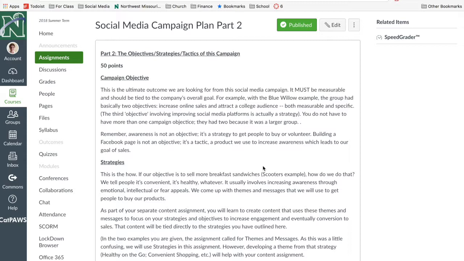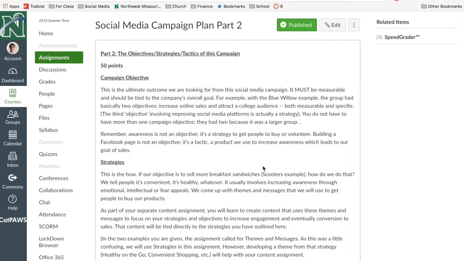Okay, so the campaign objective is the ultimate outcome that we are looking for from this campaign. For example, increasing sales, getting more volunteers, increasing online sales, attracting a different audience, so increasing sales for a different audience, whatever the case may be. It needs to be measurable, and it needs to be tied to the company's overall goal. Okay, and the goal is obviously always to make money or to help people.